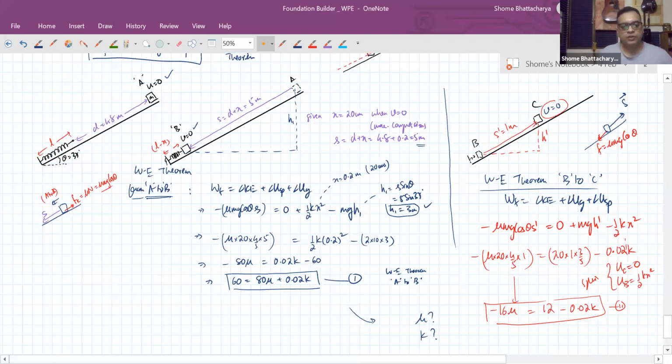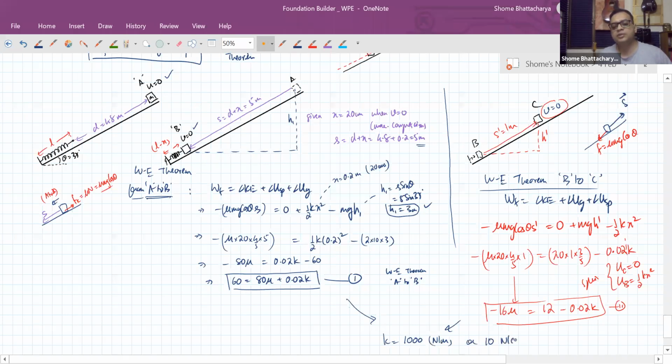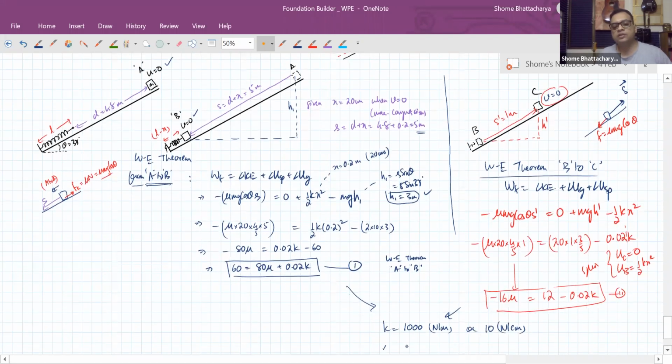Okay, so now we can solve these two equations. Very good. So solving these two equations, you will find the unknown quantities. The spring constant will come out to be 1000, in SI units, so that means it is 1000 Newton per meter. K will come out to be 1000 in SI units. That is the same thing as 10 newtons per centimeter. You can also write it that way. And the coefficient of friction will come out to be 0.5.